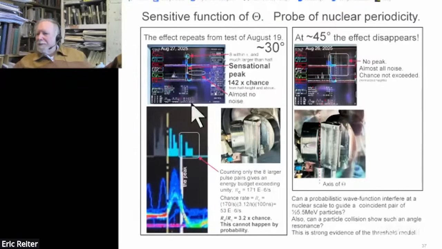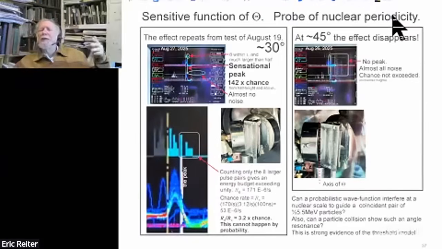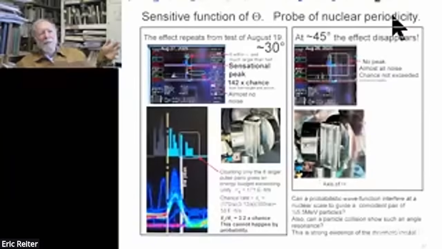So here I have initial evidence of a probe in the nuclear realm, of a nuclear periodicity, to understand the matter wave. Obviously, I have to go repeat this, and in future lectures, I'll have time to repeat this at a whole range of angles and give a good report. But I'm giving you the initial report anyway, because it worked. It's so beautiful.